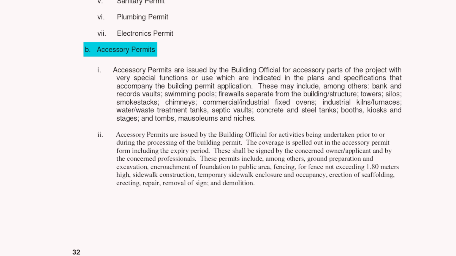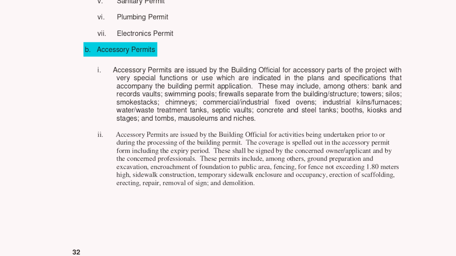Okay? There are two types of accessory permits. Sabi ng building code, may accessory permits for certain accessory parts of the project with very special functions. If your building has the following, then supposedly you would get accessory permits for the following. Okay, so you have to have accessory permits now for bank and record vaults, swimming pool, firewall built separate from the building, industrial furnaces, concrete steel tanks, etc. There are others. Mahaba yung list. I didn't include everything, but these are just some examples. These accessory parts of the building, if present, require accessory permits. Okay, so that's the first kind.